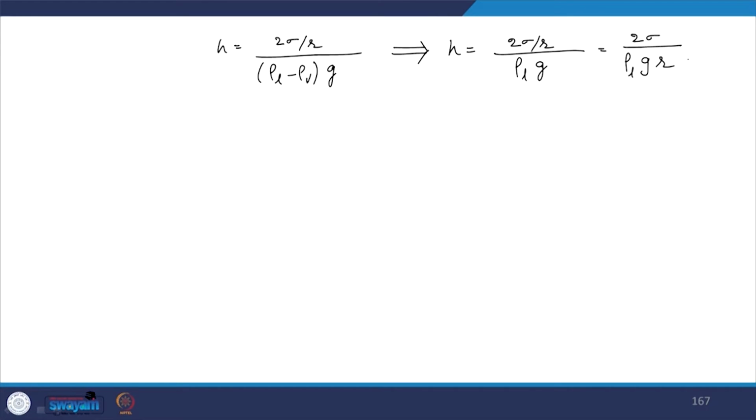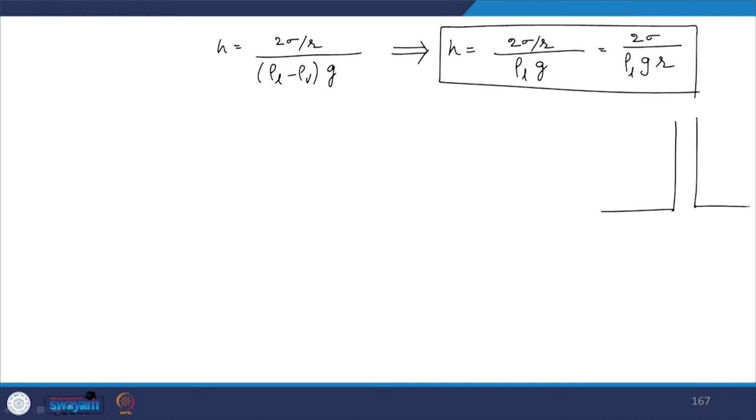So, what is r? r is the radius of the curvature with which the meniscus is being made. Sigma is the surface tension or force per unit surface length, or surface energy per unit area. Rho L is the density of the liquid, g is the acceleration due to gravity, right. So this is a very important expression. If you put a capillary tube in the liquid, the height of the meniscus, where the weight is balanced by the force due to surface tension, is given as this.